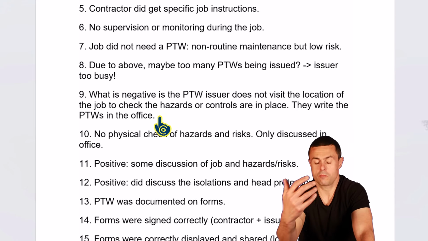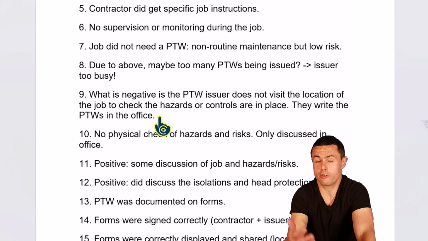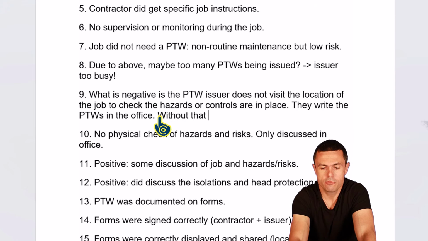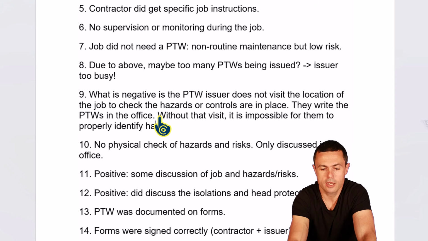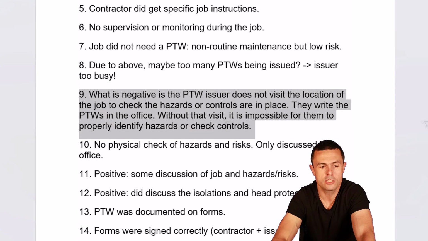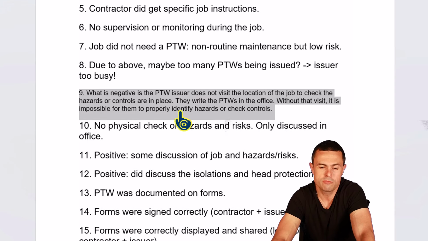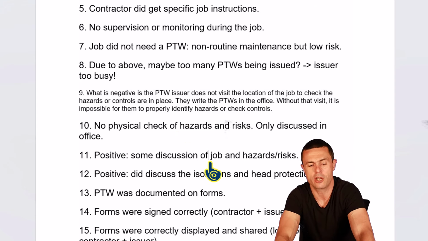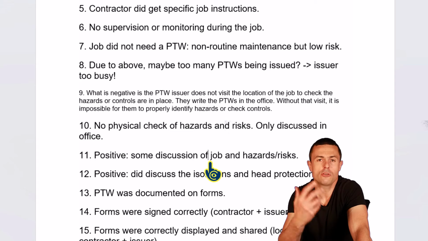Then I need a bit of extra explanation. I've got my point and evidence, I need some explanation. Let's just add a tiny bit more. Without that visit, it is impossible for them to properly identify hazards or check controls. That's probably a little bit too wordy, but that is okay. Let's see what that looks like written out normally. It's 2.5 lines, 47 words. I've overdone it slightly, but that's fine. So that's what you need to do on each of those points.